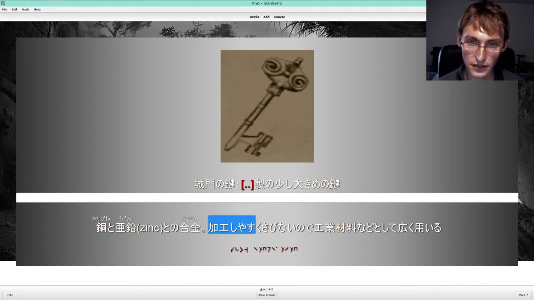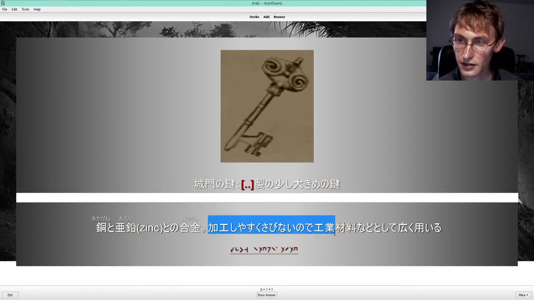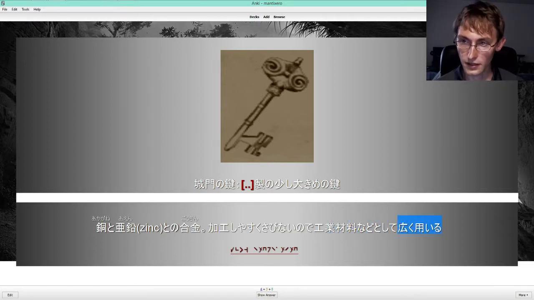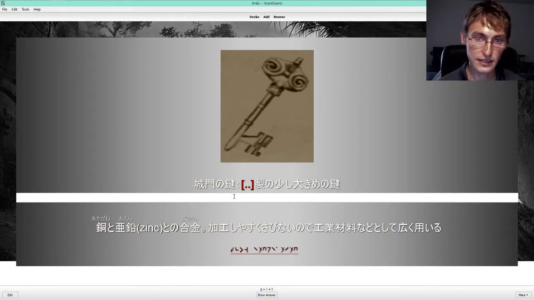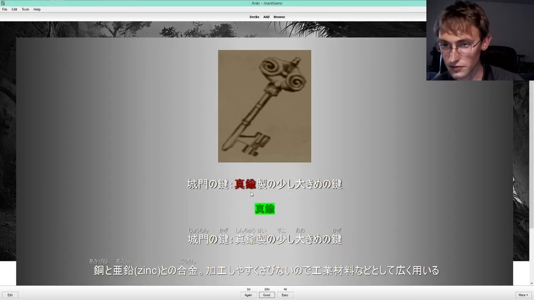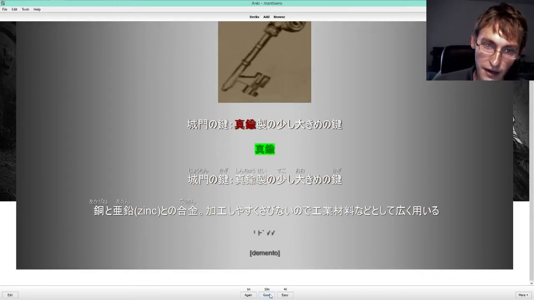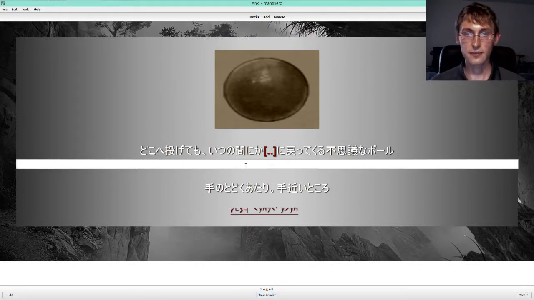But 加工しやすく錆びないので工業材料などとして広く用いる. So it's widely used as an industrial material due to the fact that it's easy to process and it doesn't rust. I remember the second kanji was really hard to look up. Shinchu? Yeah. Shinchu se no skoshi ookime no kagi. Alright, that one was kind of hard, so I'm going to do that one again in 10 minutes.